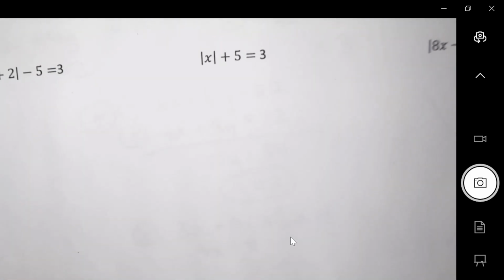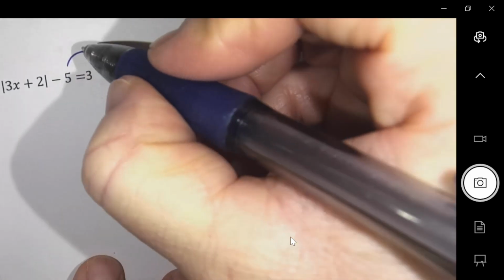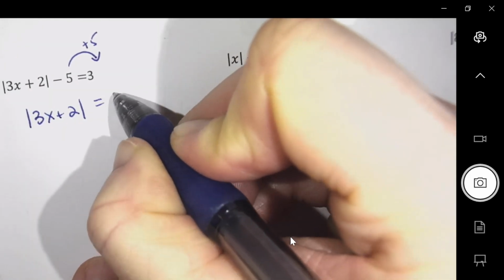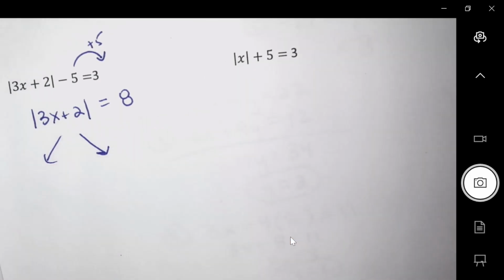Okay, this one is a little bit different. What should I do differently at the start? I need to move that first. Okay, so I need to move that first, so that one is different. And now I do the split. So that inside stuff could either equal 8 or negative 8 now.